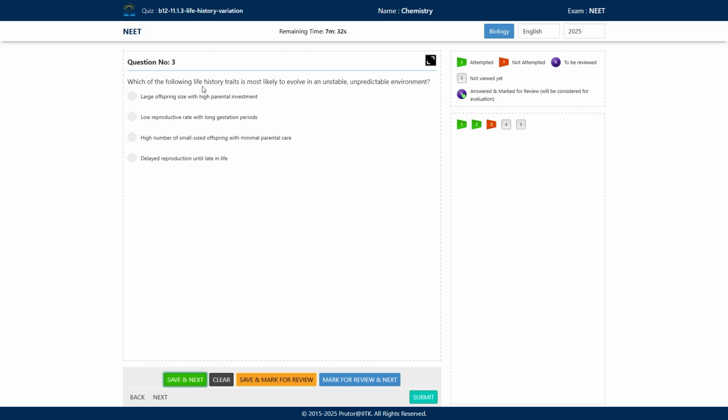Next, which of the following life history trait is most likely to evolve in an unstable, unpredictable environment? The options are large offspring size with high parental investment. Then next option, low reproductive rate with long gestation periods. Next one, high number of small size offspring with minimum parental care. And option number D, delayed reproduction until late in life. So what is the correct answer here?